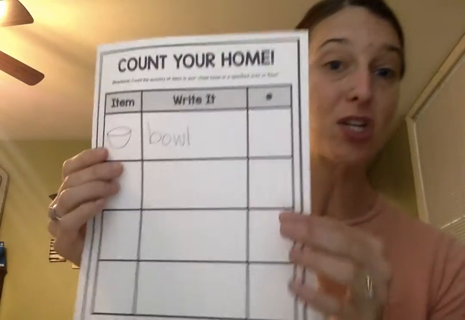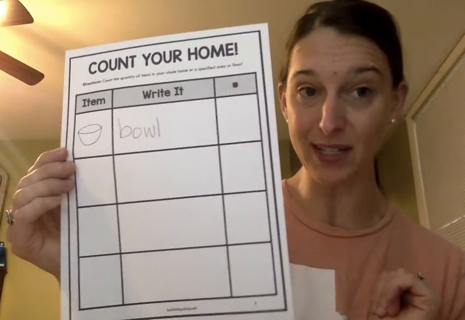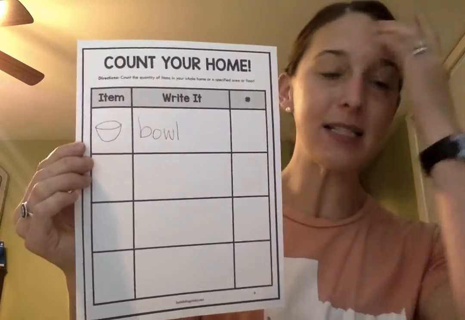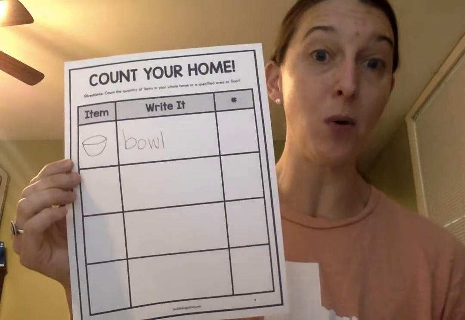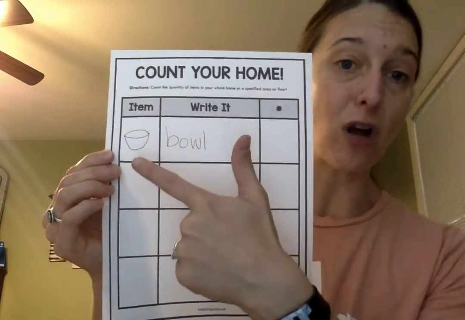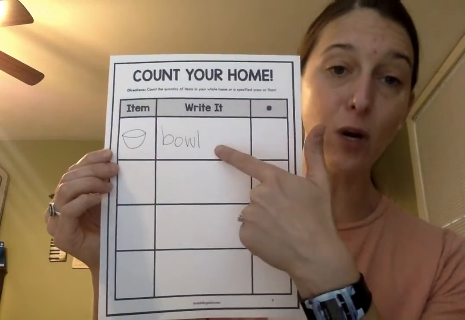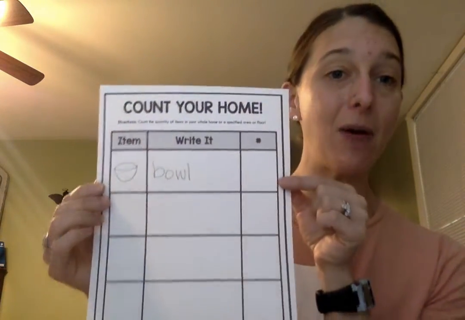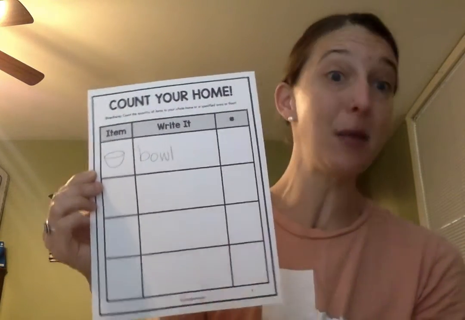The other one is Count Your Home, but your child gets to pick what they want to count. So I've done an example here. They might want to count how many bowls you have. So you would draw a picture of a bowl, write the word bowl, and then they'll go and count how many and continue with whatever they want to count. They might want to count pillows or people or whatever in their house. And then they will scratch that one off.